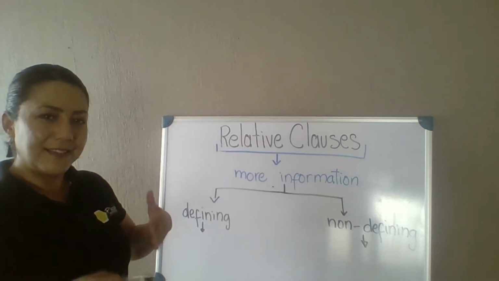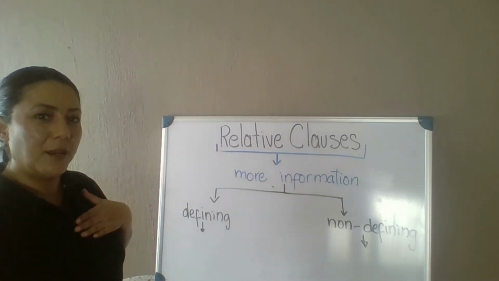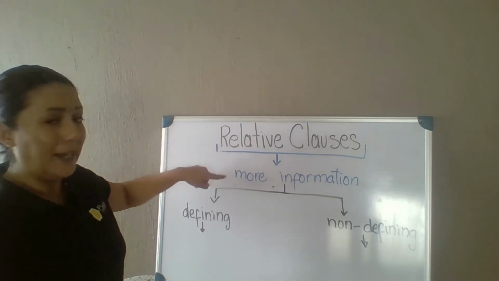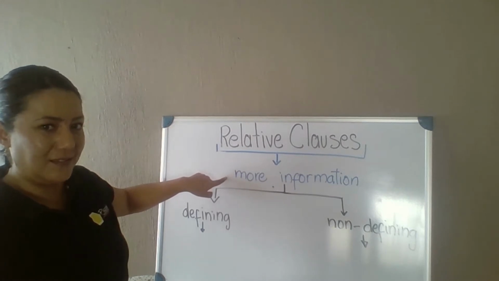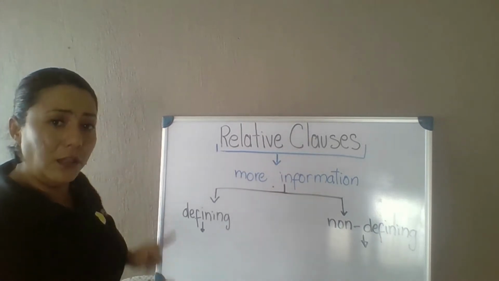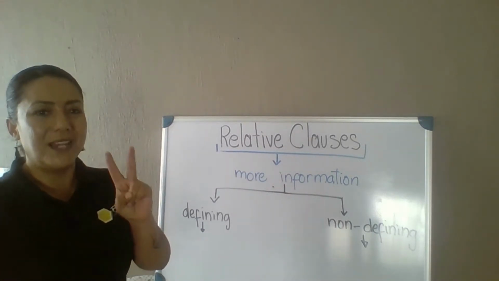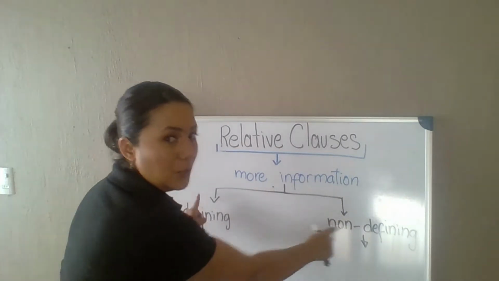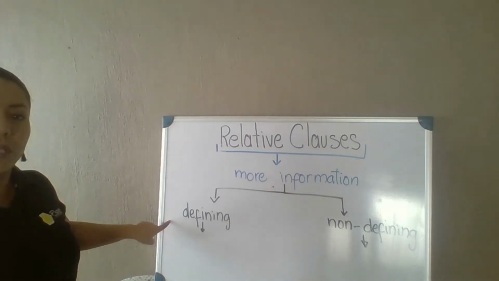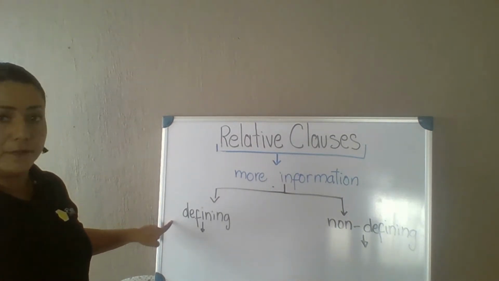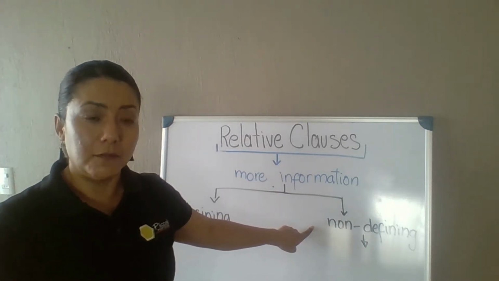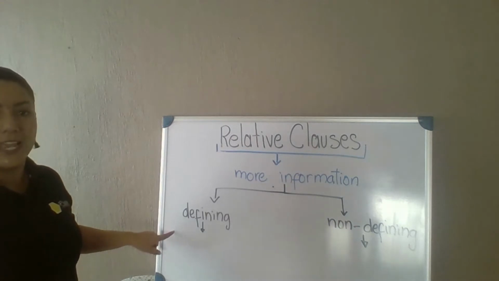Okay. Let's go over all the things that we've said before. Relative clauses add more information to the sentence. They add more information. Now we'll learn that there are two types of relative clauses. The first type, we call it defining relative clause. And the other one is non-defining relative clause. Let's start with the first one.